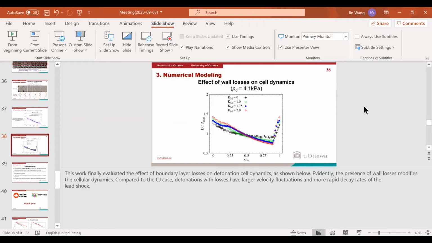The second possible explanation is that since it has the boundary losses, it probably directly modifies the flow field behind the lead shock. For example, it directly decreases the speed, and as a result also impacts the dynamics. But which explanation is correct needs some simulations, which I haven't done yet. Yeah. All right, thanks.